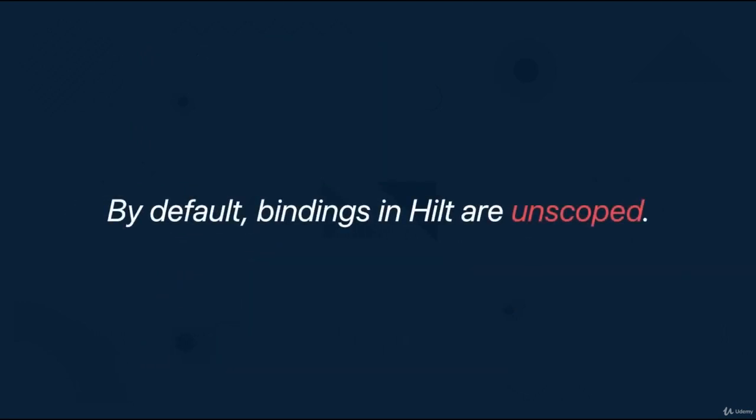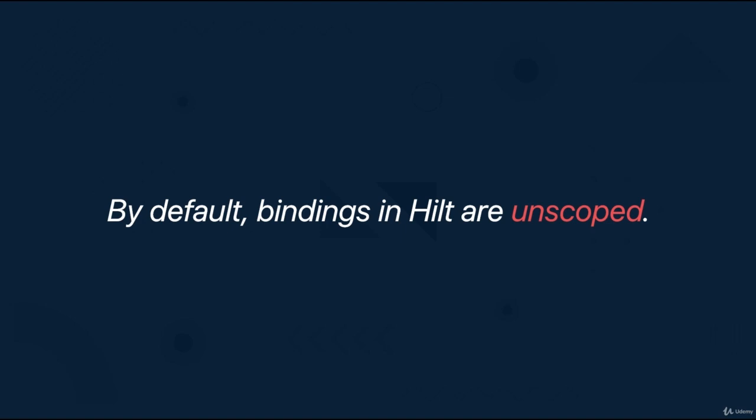By default, bindings in Hilt are unscoped, so they are not part of any component and they can be accessed throughout the entire project, and a different instance of that type will be provided every time it is requested. When you scope a binding to a component, it limits where that binding can be used and which dependencies the type can have. So you need to be careful when you are scoping your bindings.